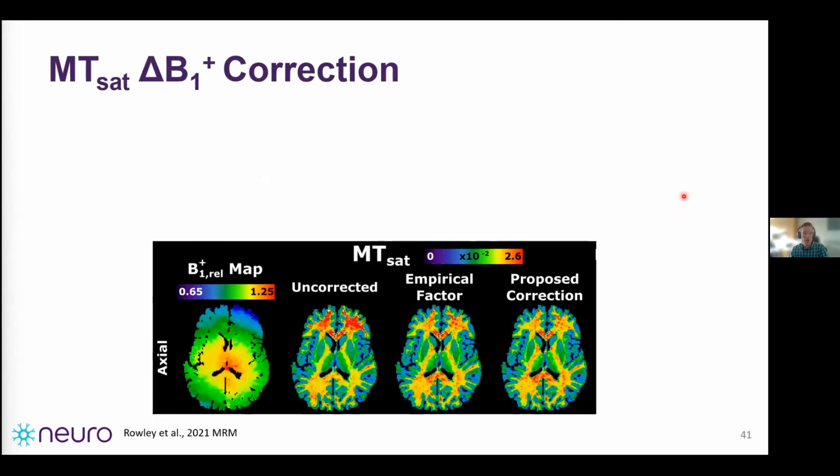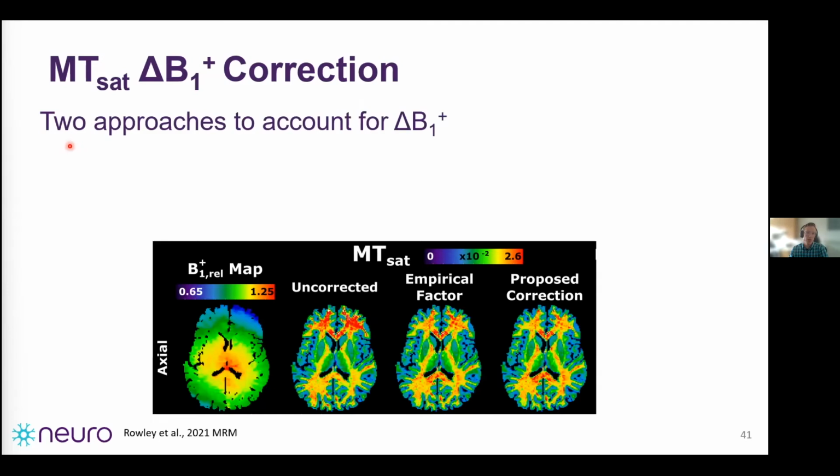So we might want to correct these images. Again, if we look at a B1 map that we acquired, there is central brightening with decreases out towards the cortex. If we go uncorrected, we actually see an inverse correlation between the B1 and the MT sat value.